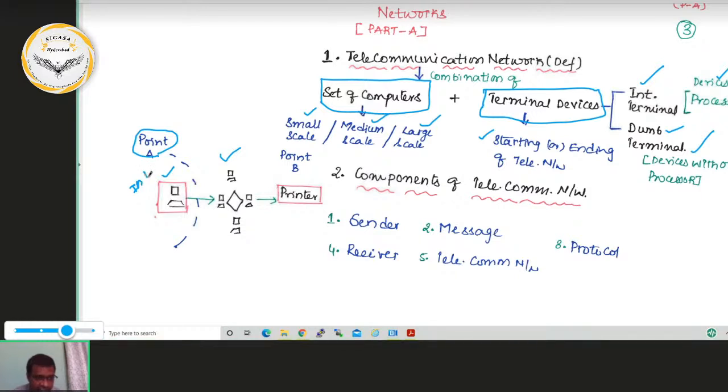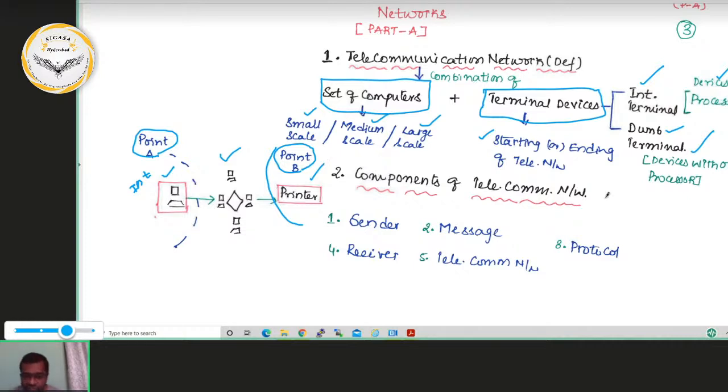Now we have another point, let us say B. If you take point B, can I call point B a terminal? Yes, point B is also called a terminal, because it is again an ending point of a telecommunication network. Now which type of terminal is it? It is nothing but a dumb terminal. So this is the definition of a telecommunication network.